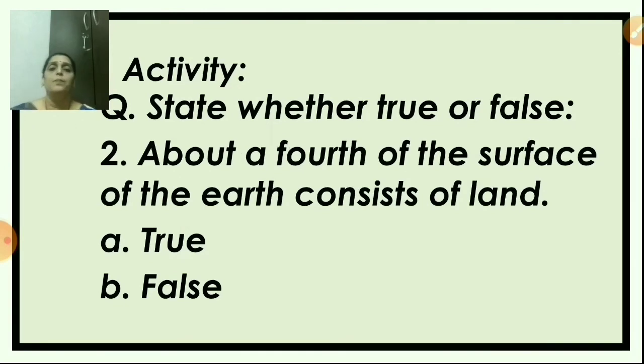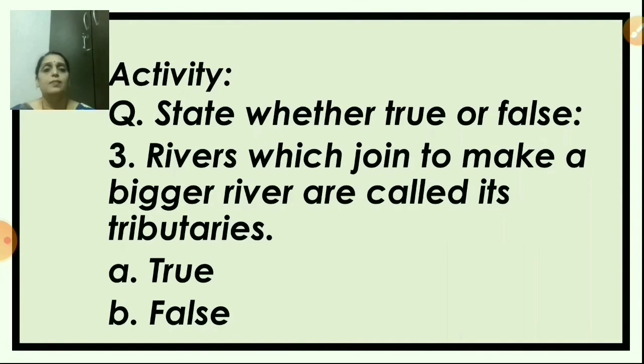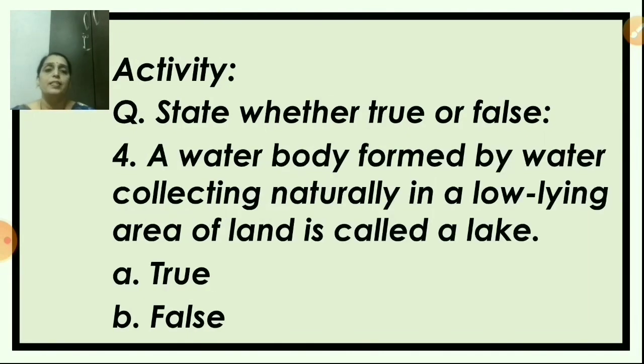Next. Second, about a fourth of the surface of the earth consists of land. A, true, B, false. What will be the answer? Yes, false. About 1/3 part is land and 2/3 part is water. Next. Third, rivers which join to make a bigger river are called its tributaries. True or false? Yes, true. Very good. Fourth, a water body formed by water collecting naturally in a low-lying area of land is called a lake. True. Very good.